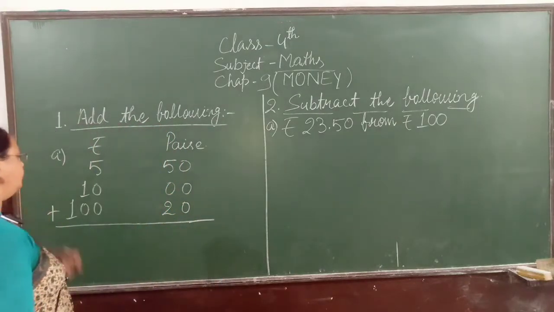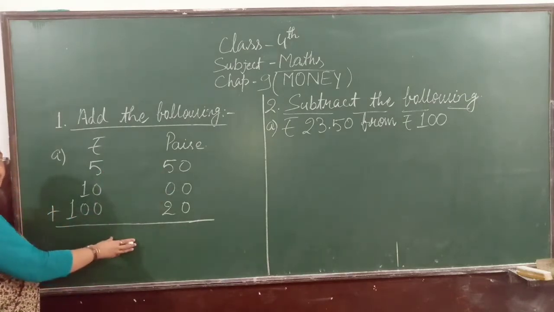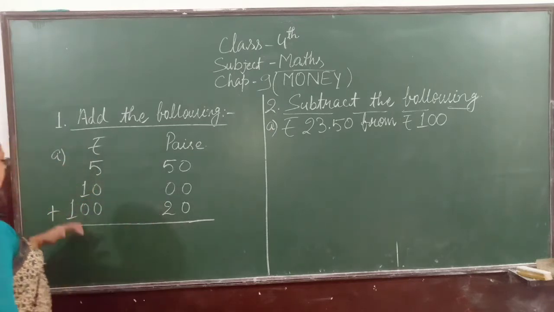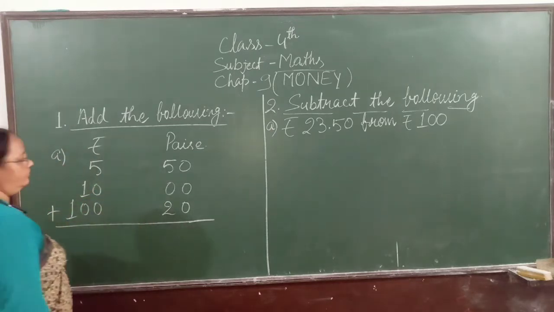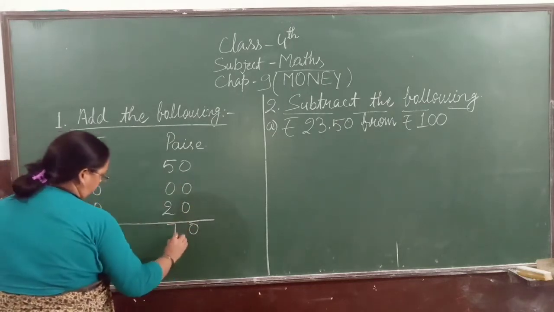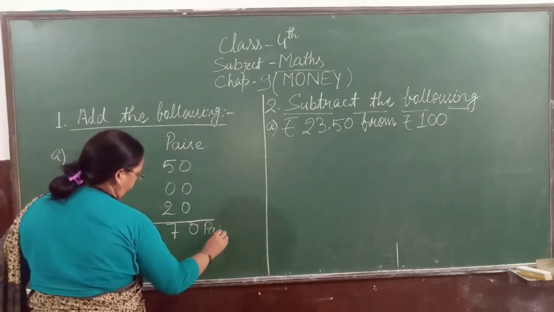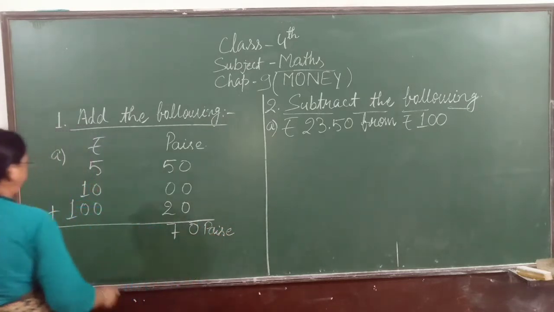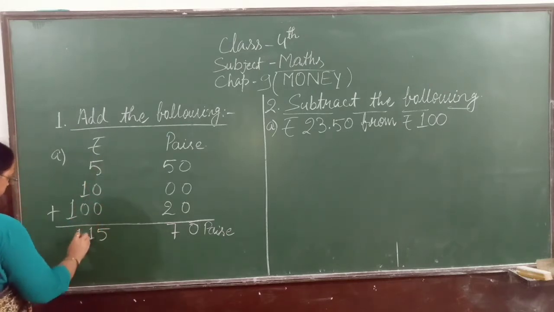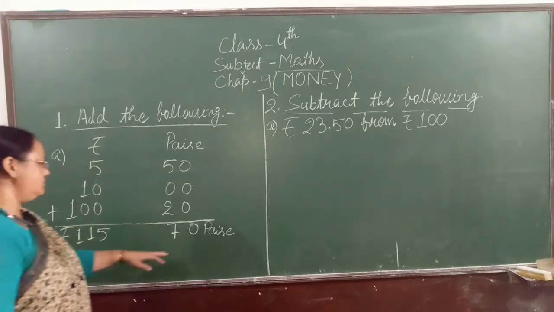Add the following. तो इसे हम रुपीज और पैसे को पहले कॉलम वाइज लिख लेते हैं, पैसे को एक कॉलम में और रुपीज को एक कॉलम में. Then we have to add it. This is 0, this one is 7, that is paise, and 5, 1, 1, 115 rupees and 70 paise.